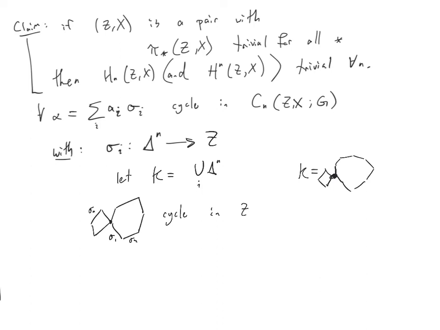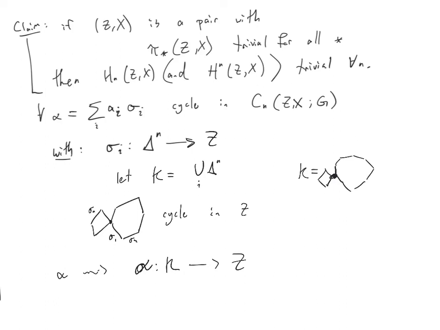And so what you can get is that alpha basically gives you the data of a new map, let's just call this alpha, from K to Z, which is doing sigma I on each little piece, and then the AIs give us coefficients.